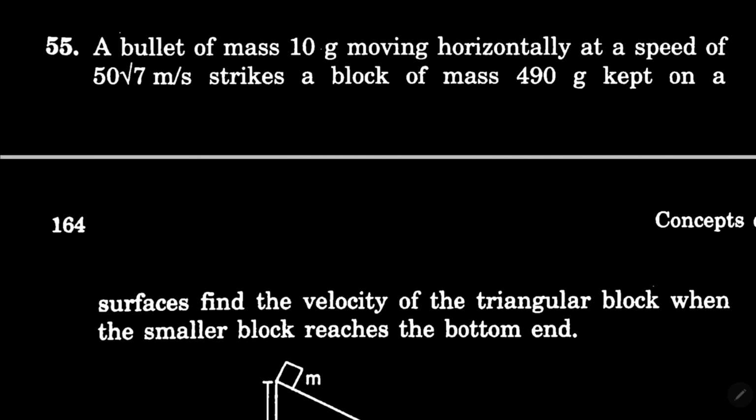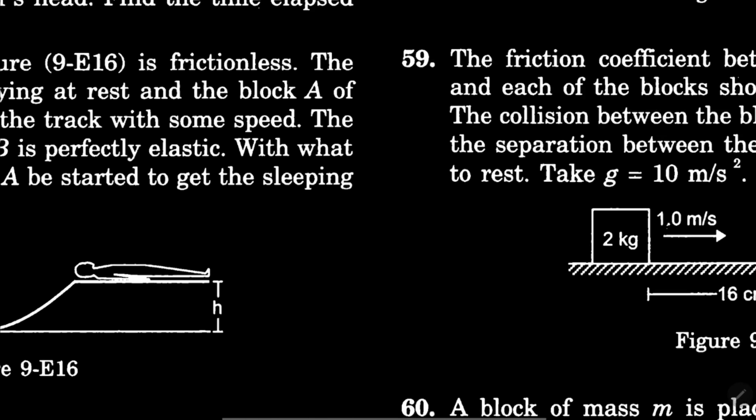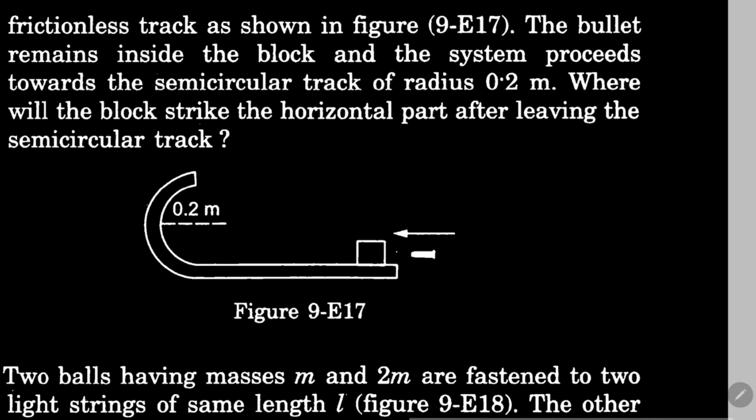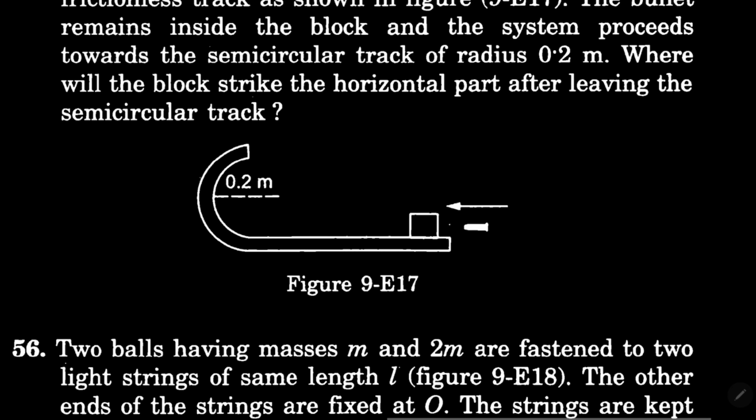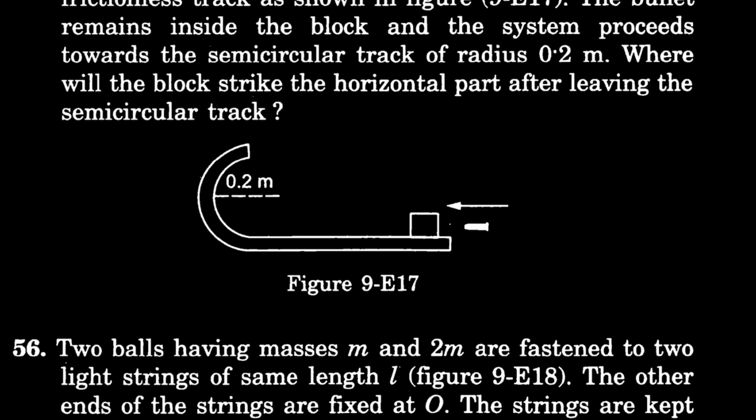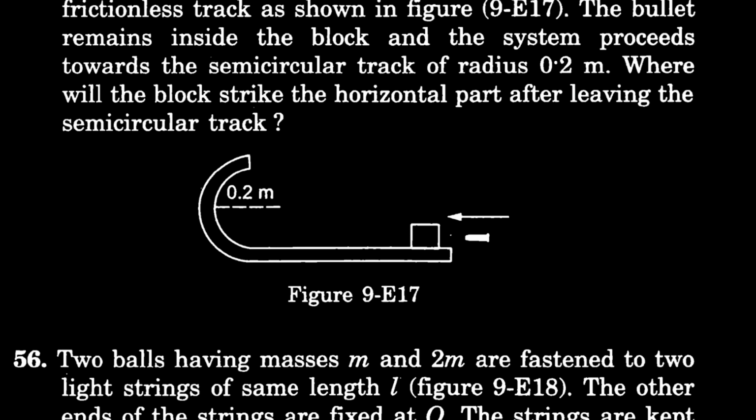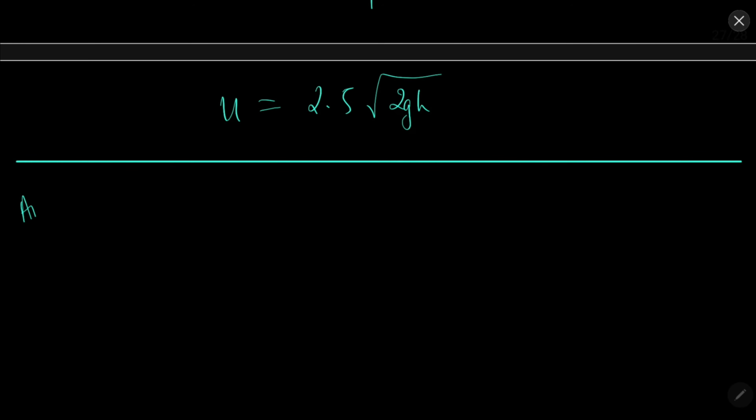In question 55 we have a bullet of mass 10 gram moving horizontally at some speed. Now this figure is given. The track is frictionless. Now where will the block strike the horizontal part after leaving the semicircular track? So this is solution 55.